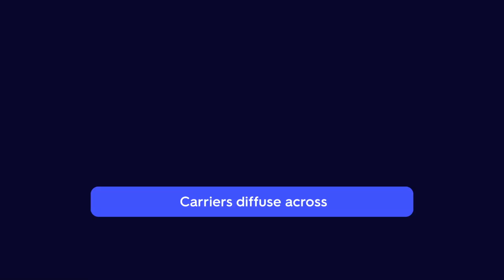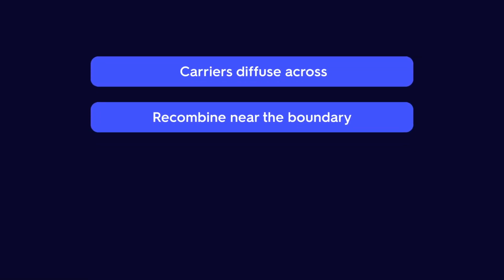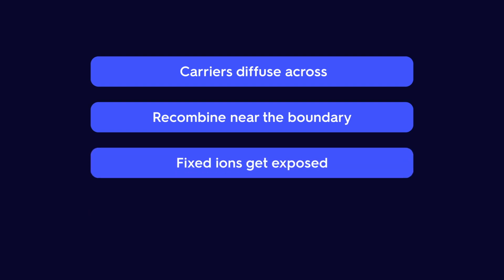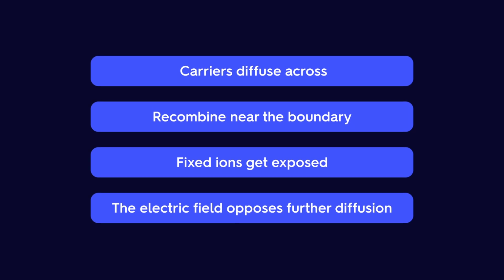Here's the full feedback process. Step 1. Carriers diffuse across. Step 2. They recombine near the boundary. Step 3. Fixed ions get exposed. Step 4. The electric field pushes back against further diffusion. That feedback is why the junction settles instead of mixing completely.